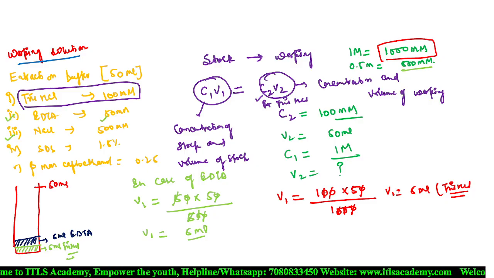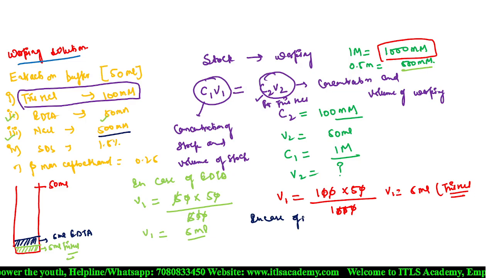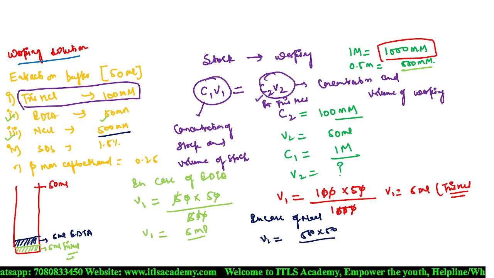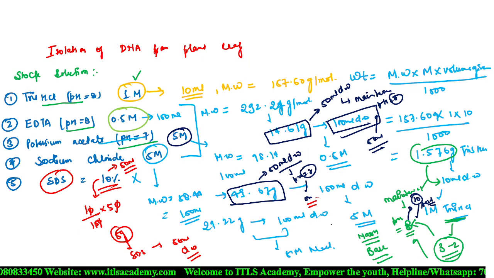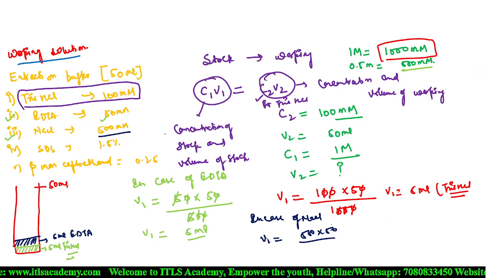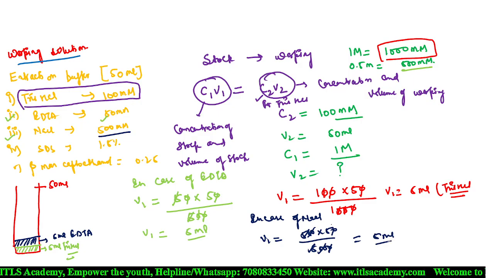Now, next is your sodium chloride. In case of sodium chloride, V1 is equal to 500 multiplied by 50 divided by the sodium chloride concentration, which is 5 molar. This is converted into 5000 millimolar. Zero cancel zero, zero cancel zero, 5 cancel 5, that is 5 ml. So we add 5 ml.